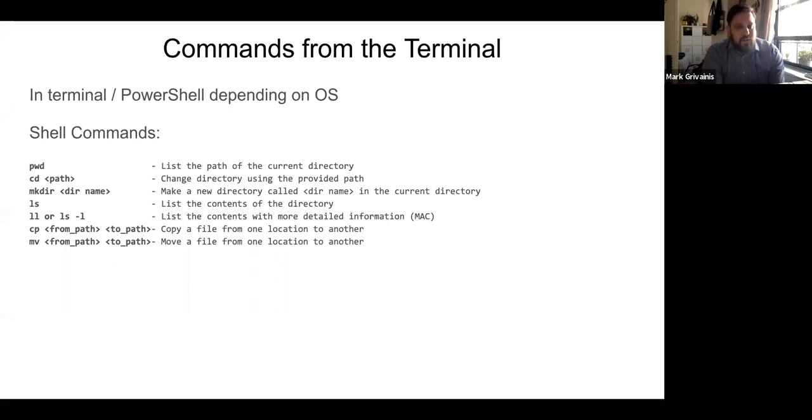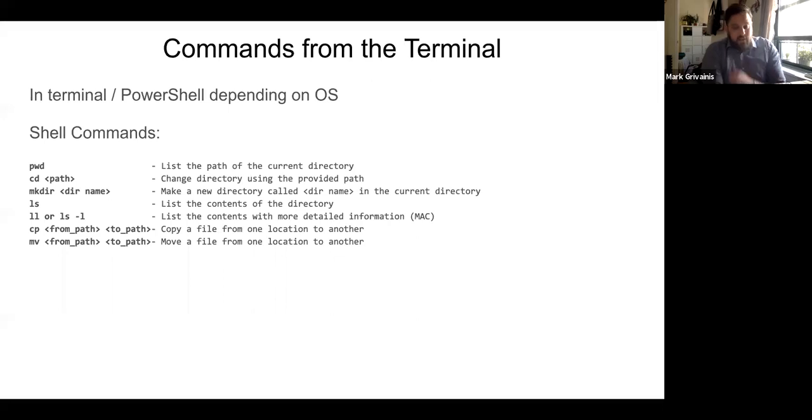The first one, pwd, lists the path to the working directory. That'll be the current directory that the terminal is pointing to. The second is cd with some path. This changes the directory, so this is how you navigate in the terminal to different folders. mkdir will make a new directory in your current directory with whatever name you give it. Something to note is that you will not go into that directory when you create it. You will still need to cd into that directory.